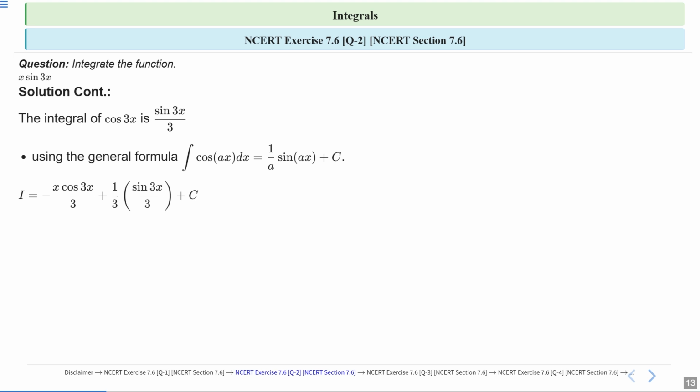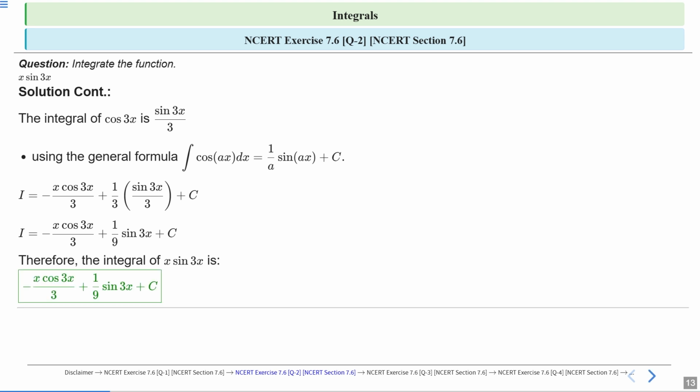So the value of the integral is minus x cos 3x by 3 plus 1 by 3 times sin 3x by 3 plus c. So I equals minus x cos 3x by 3 plus 1 by 9 sin 3x plus c. Therefore, this is the integral of x sin 3x. You understand? Okay.